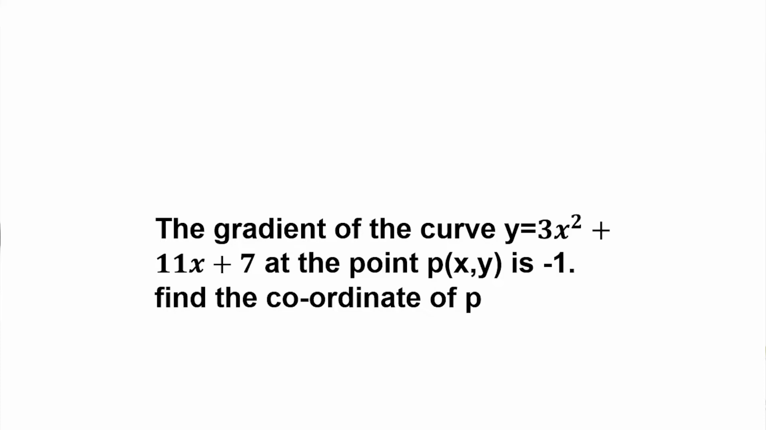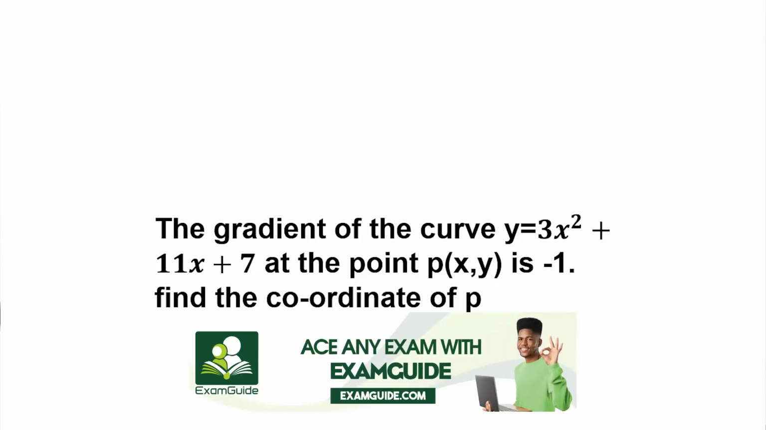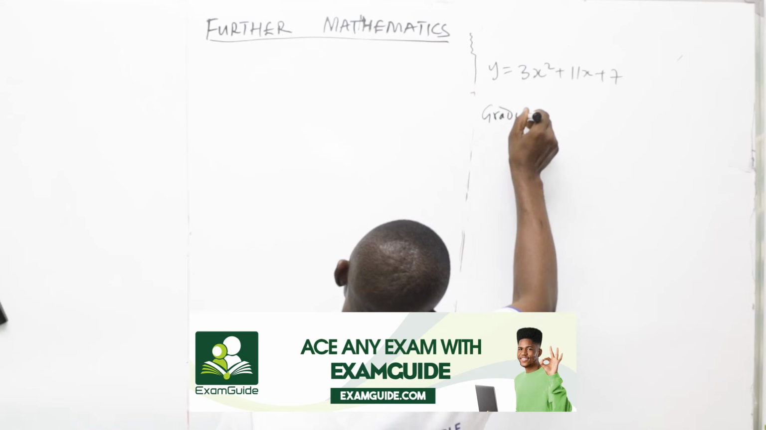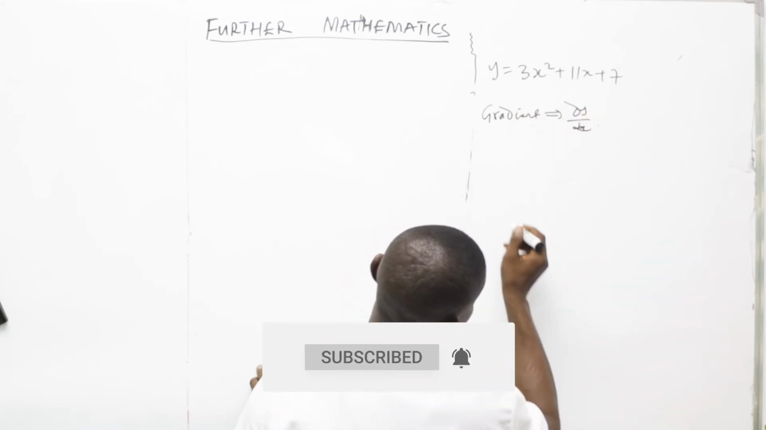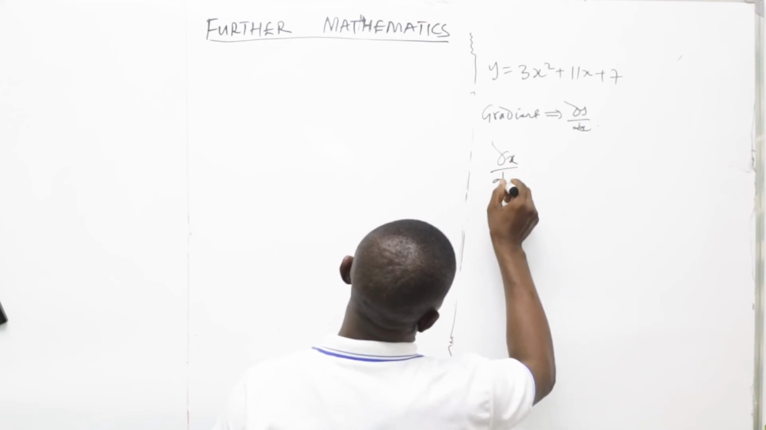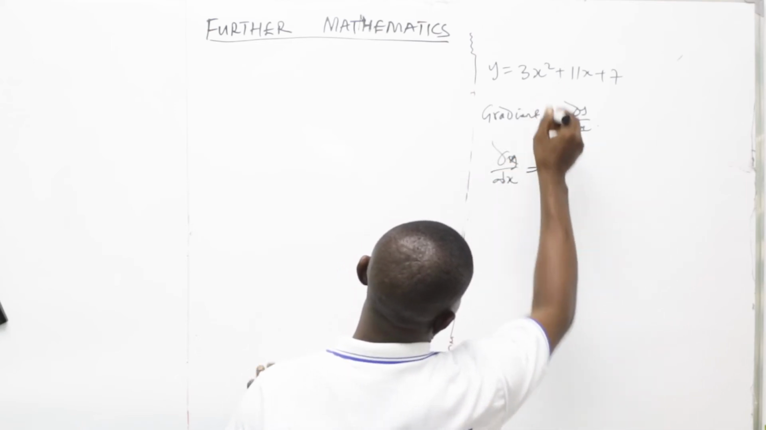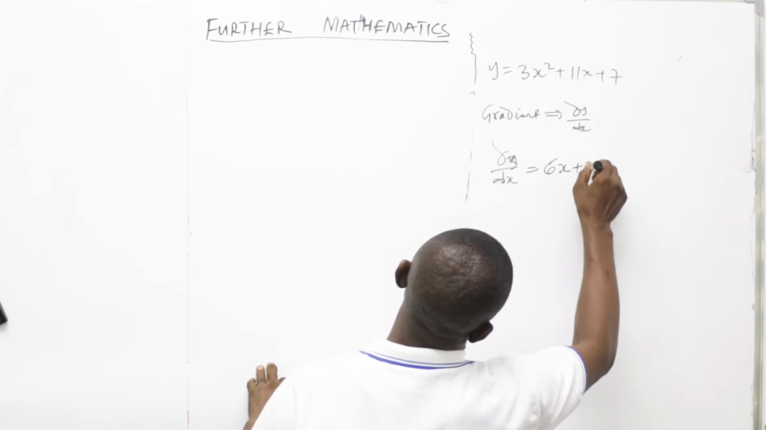The gradient of a curve y equals 3s squared plus 11s plus 7 at the point is minus 1. It means, first of all, get your gradient. Gradient means dy/ds. So dy/ds for this is what? 6s plus 11.